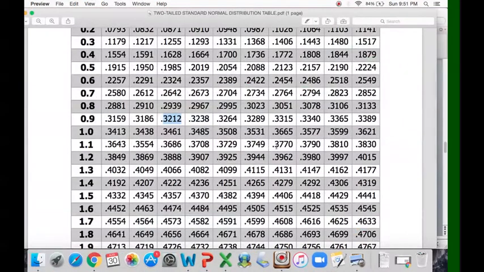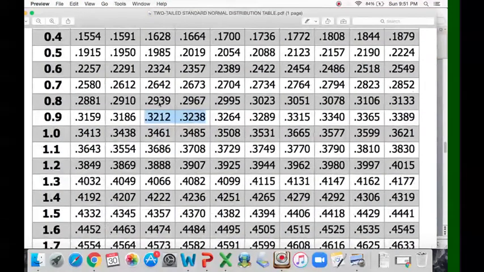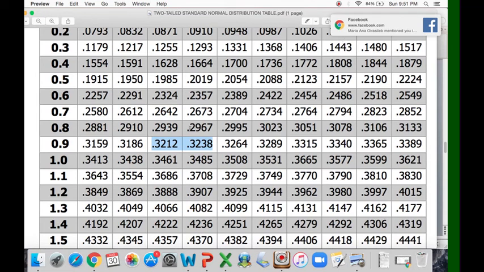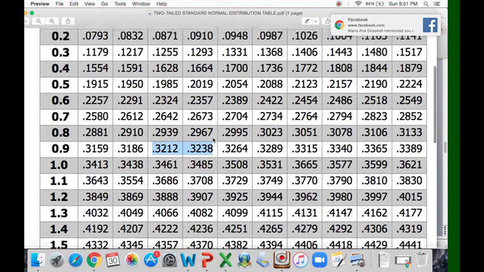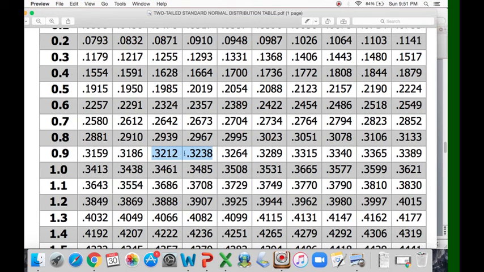So 0.3225. Okay, wala tayong makikitang 0.3225 pero meron tayong makikitang dalawang number na nakapagitna ang 0.3225, and that is 0.3212 and 0.3238. Andito siya, no? Lakihin natin ng konti. Ito. So, this is 0.3212 and 0.3238. Ayan.